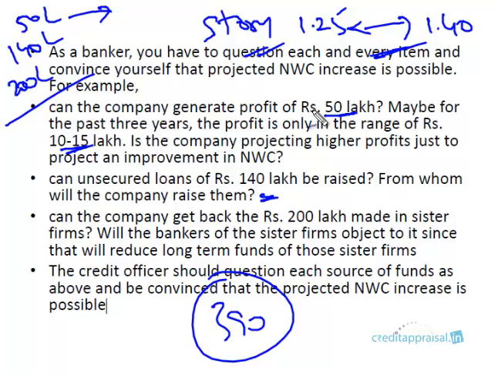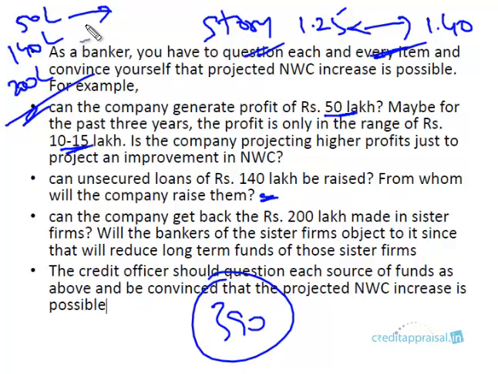200 lakhs. Last year we had an investment in group firms. Now we are going to withdraw 2 crores. Are the bankers of that group company going to accept this? Because for that group company, this 200 lakhs is very important. It's a huge amount. Will the bankers of those group firms not object to this? Is the company really going to withdraw 200 lakhs from a group company and make that company suffer? We don't know. Again, you have to question each and everything.